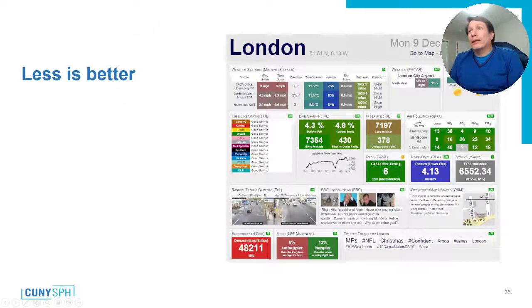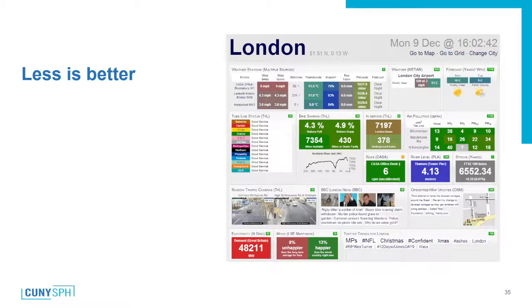In that order of ideas, this is an example of a not so good visualization, intended to be a London dashboard. We have weather from multiple sources, the actual weather at the airport, the forecast by Yahoo, then transportation metrics, and within those transportation metrics we have the tube and the bike sharing use.